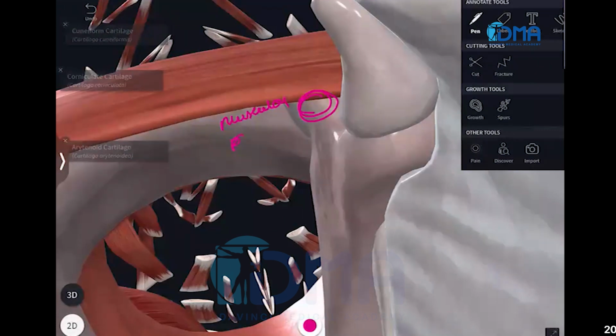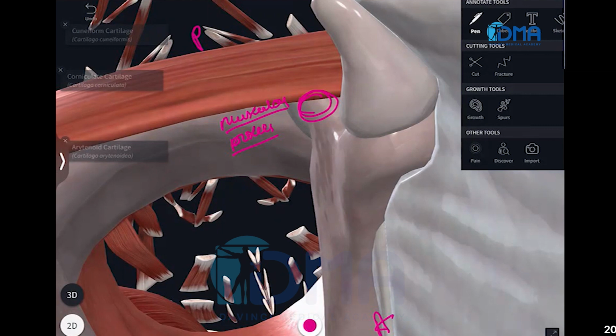Okay, are you clear, guys? So arytenoid is having two ends. One is vocal process of arytenoid where vocal cord gets attached. Another one is muscular process of arytenoid. Now you look into this view, it is a superior view. This is anterior, this is posterior. So posteriorly located is the muscular process of arytenoid. Anteriorly located is the vocal process of arytenoid.